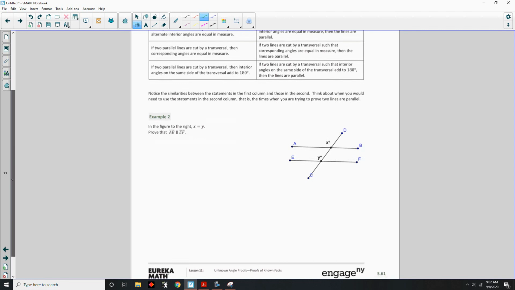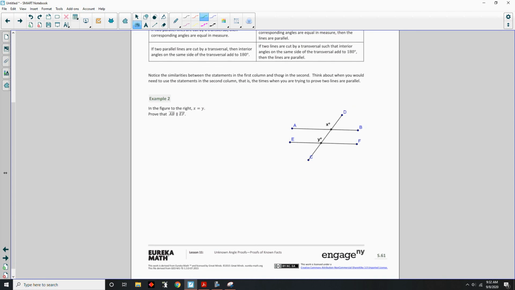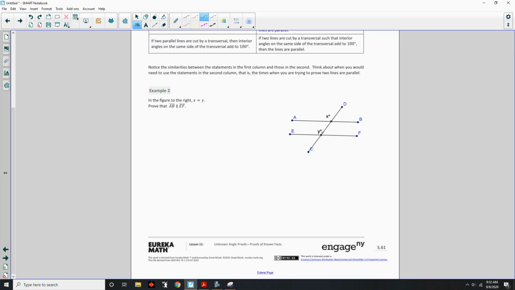Okay? So now it says, notice the similarities between statements in the first column and those in the second. Think about when you would need to use the statements in the second column. That is, the times when you are trying to prove two lines are parallel. So here's an example. In the figure to the right, x equals y. I'm going to label this with one arc and label this with one arc, like so. That tells us that those two are equal in measure. We want to prove that AB is parallel to EF. So our goal is to be able to label this as such.